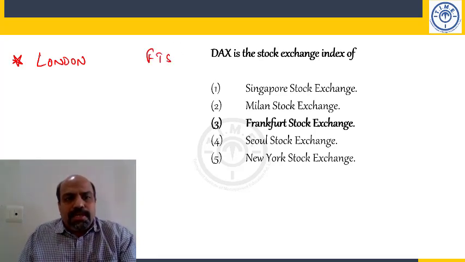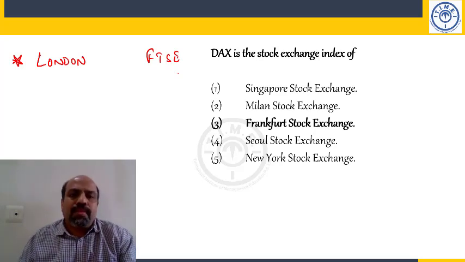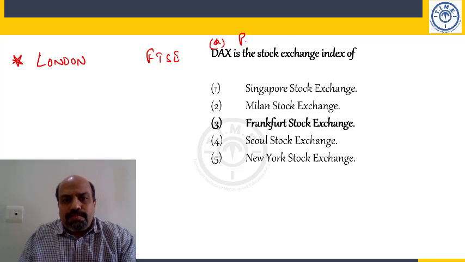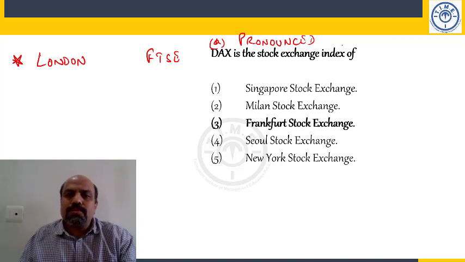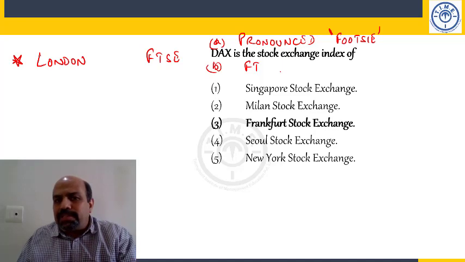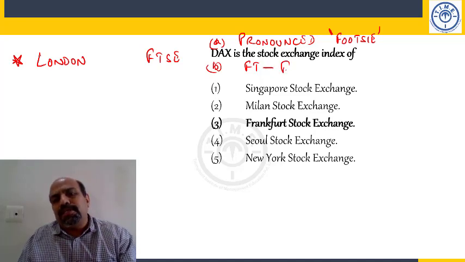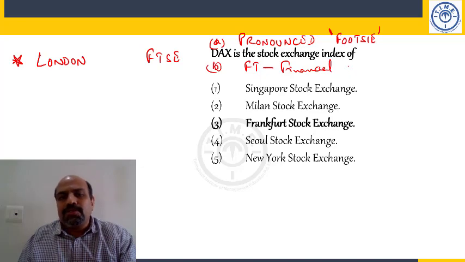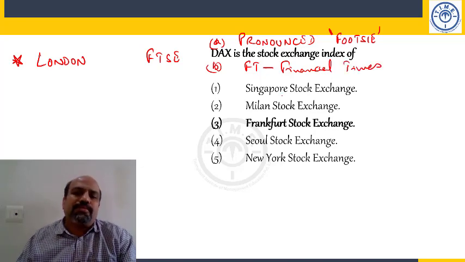London Stock Exchange, the index is called FTSE. First point, pronounce: FTSE. That's how it is pronounced. Second one: FT stands for Financial Times. It's the name of a newspaper. Financial Times.